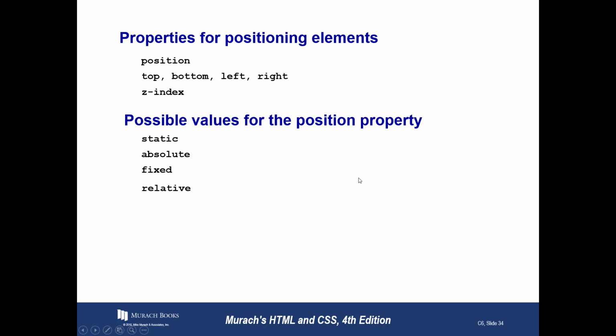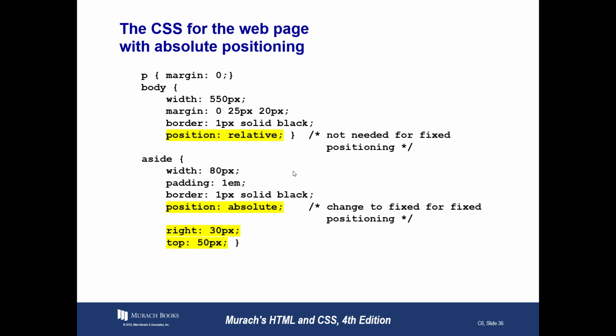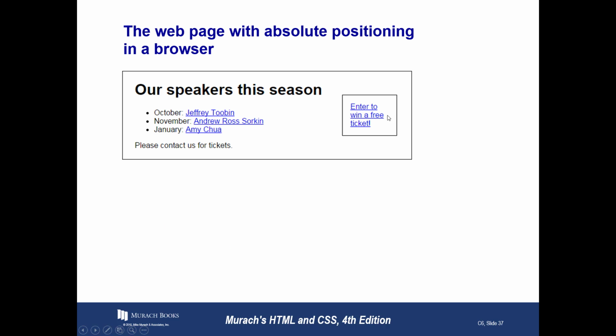For positioning elements, as it says, it's what you think. Top, bottom, left, right, and when you position things, by default, they're positioned statically. All right? It says here's a page that'll use positioning. Notice they've got relative positioning for the body, and they've got absolute positioning for the aside. It'll always be 30 pixels right, 50 pixels down, so it'll always be right here.